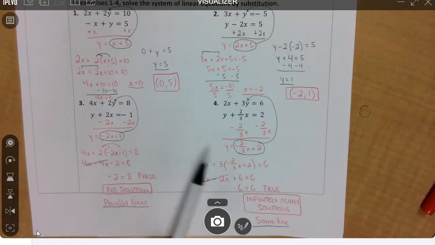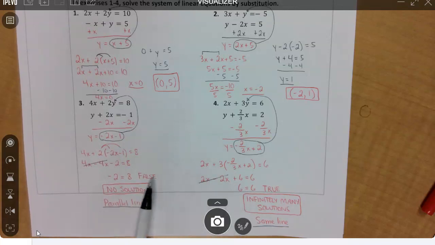And notice in both numbers 3 and 4, after I got to this point, and this point right here where the variables disappear, I don't have to worry about plugging anything back into the second equation because there isn't anything to plug in. I actually wasn't able to solve for a specific x or a specific y to plug back in. So once you get to this step, you're actually done with any algebra. Okay? You determine is it a false statement, which produces no solution because they're parallel lines, or is it a true statement, which actually means infinitely many solutions because they are the same line.